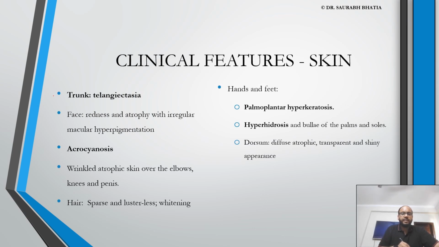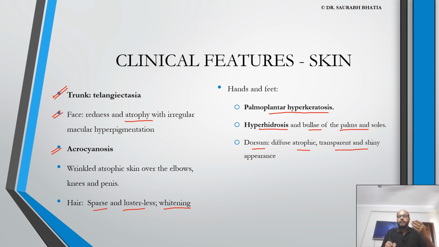Now, telangiectasia usually develops on the trunk. The face will have redness or atrophy starts to develop with advancing age. You can have acrocyanosis, that means cyanosis of the tips. The hair is sparse, lusterless. You can even have early whitening of hair. Hands and feet can show palmoplantar hyperkeratosis. There's hyperhidrosis, so much so that bulla might form on palms and soles. So this can be increased sweating over the palms, leading to bulla formation. The dorsum of the hand might have atrophic lesions which are transparent and shiny in appearance.